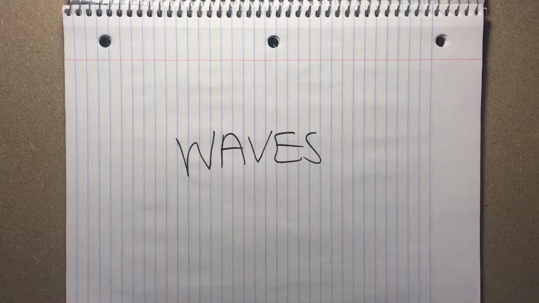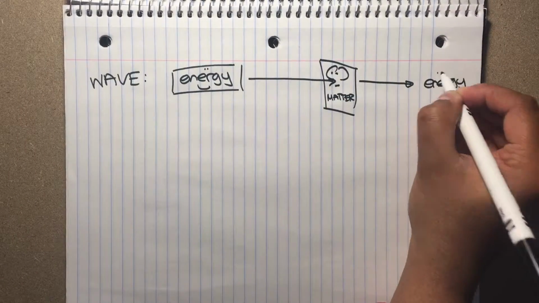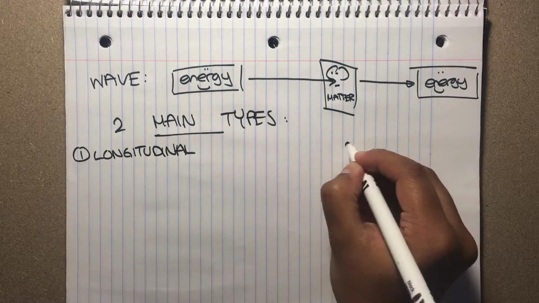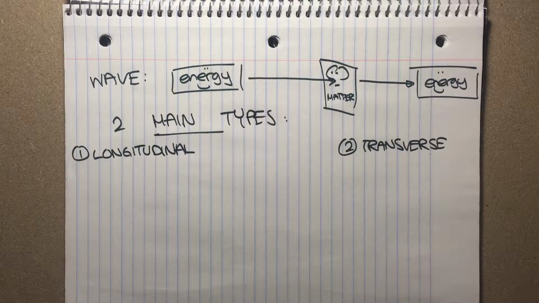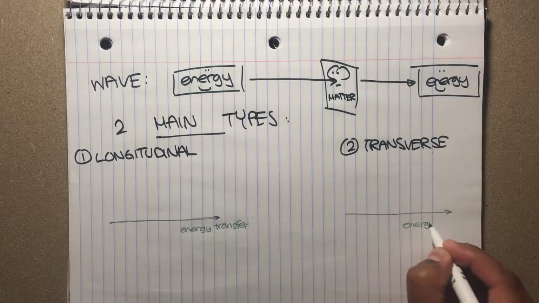Waves. A wave is the propagation of energy through matter. There are three types of waves. The two main types of waves are longitudinal waves and transverse waves. The key difference between the two is the particle motion, or how the particles move.